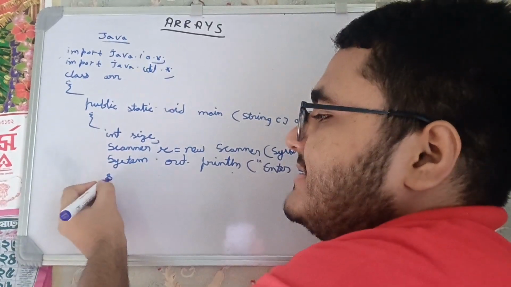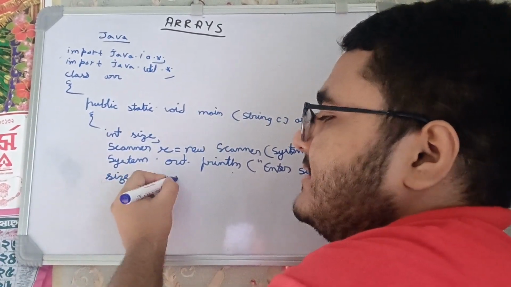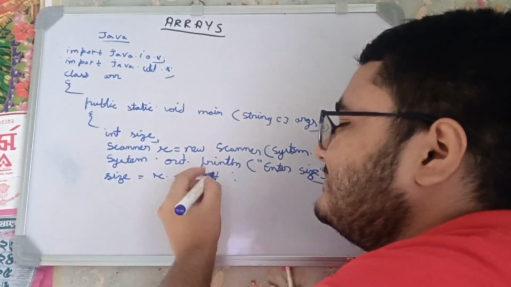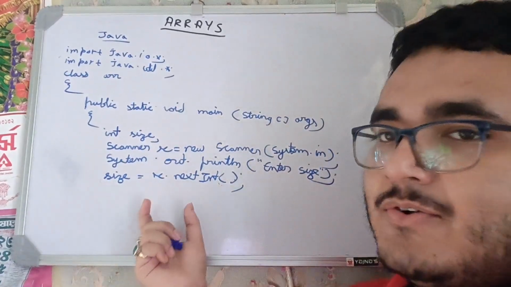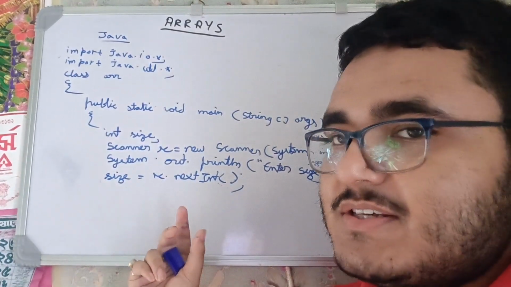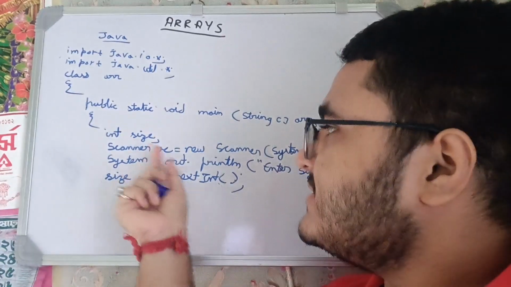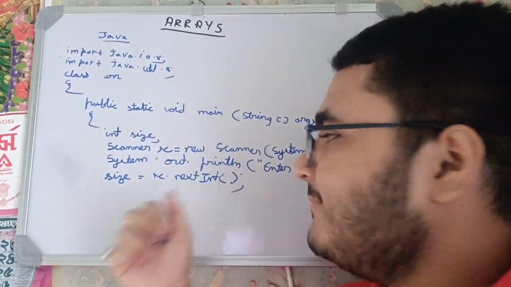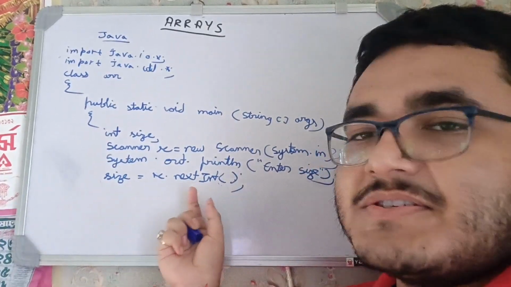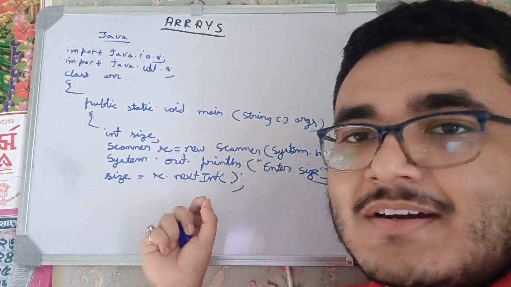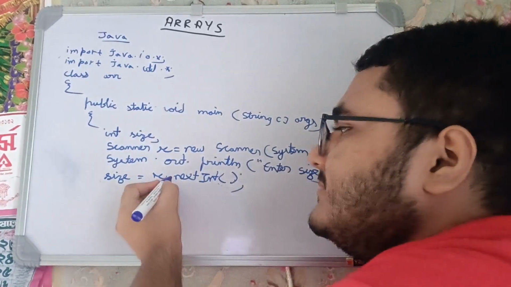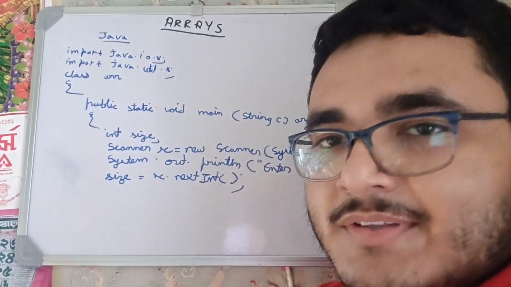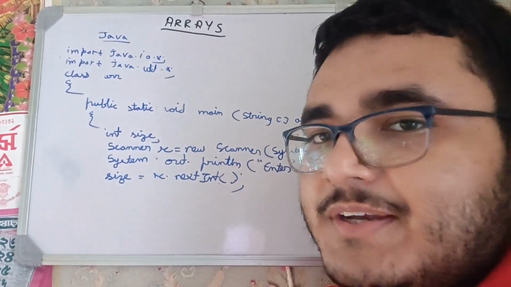So size is equal to sc.nextInt(), because sc is the object of the Scanner class. Okay, nextInt is the function inside the Scanner class. That is referring that this variable will be storing an integer value. The values which the user will be giving will be an integer value.